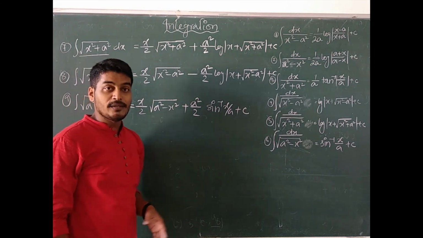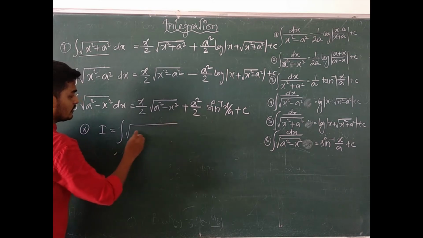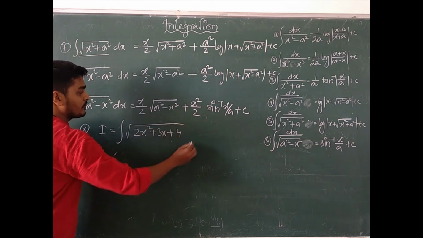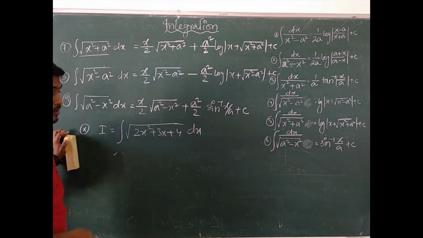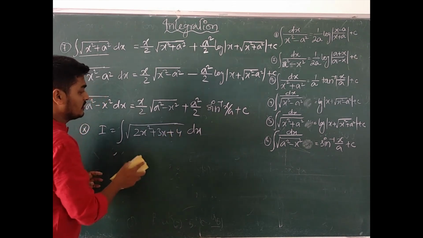So now I'm going to explain one question for you people. Suppose you have to find out the answer of all those questions. I equal to integration of, suppose, 2x square plus 5x plus 4. Remember, what are the steps to find out the answer of all those questions? So let us consider a complicated one so that you will get the answer.